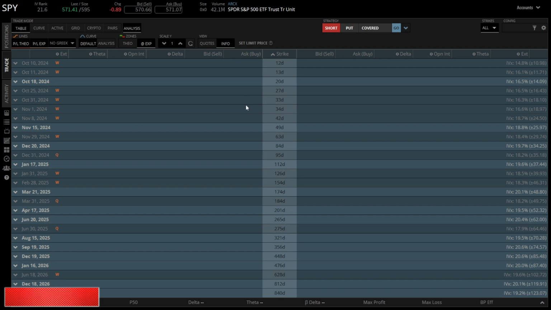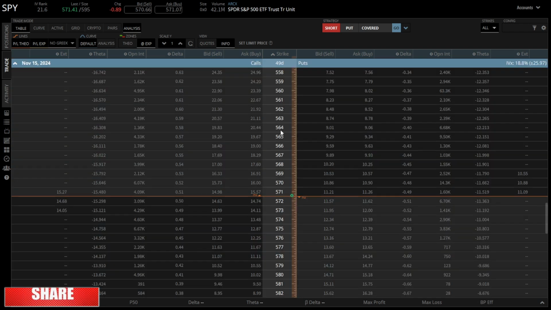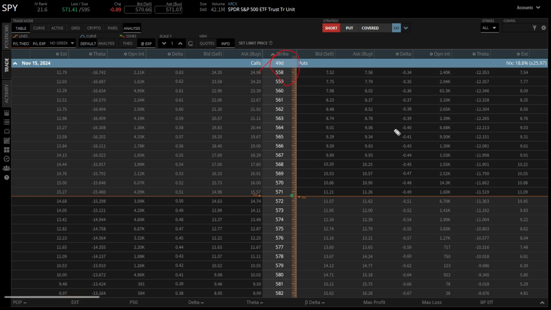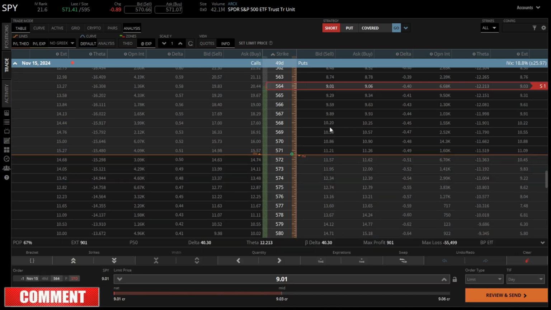So we need to multiply by 100 to get the dollar value of the option contract. Jumping now back to our Tastyworks. Let's say, for example, we're going to pick here 49 DTE. Let's say we are happy to sell a 40 delta in this case. If we come in here, we click on the bid, and then we get a mid price of $9.03. And as you can see here, this is -1.